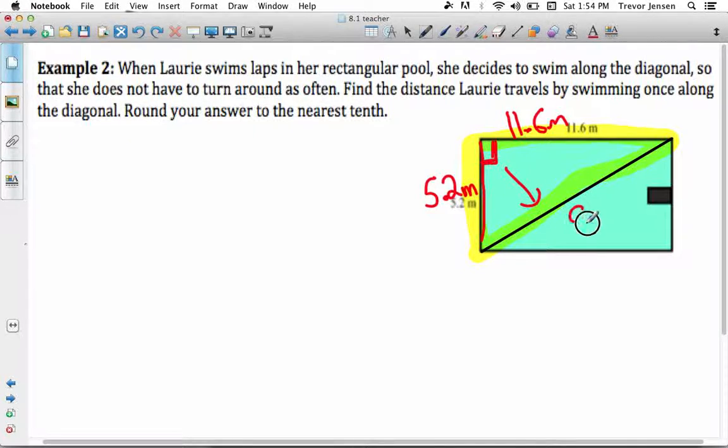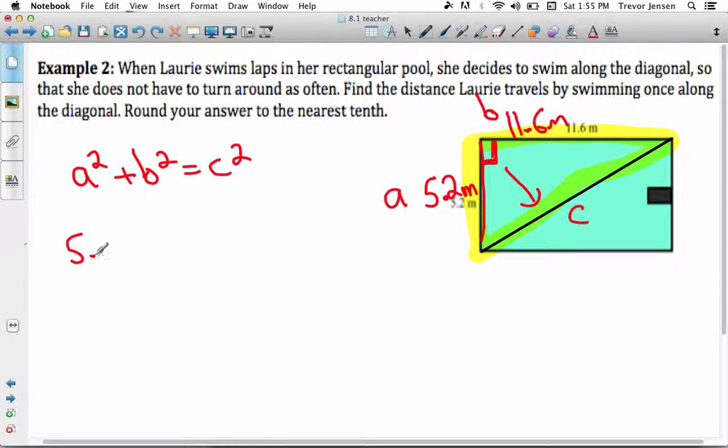I label the hypotenuse with side C, and I label my legs with side A and side B. It doesn't matter which one is A and which is B, as long as the legs are labeled A and B. So, if you remember, Pythagorean Theorem tells us that A squared plus B squared equals C squared. It's given us two of the three pieces of information, so we can solve for the third. It's given us A and B, so plug in that information.